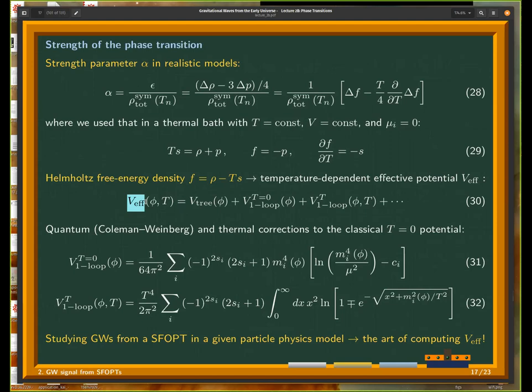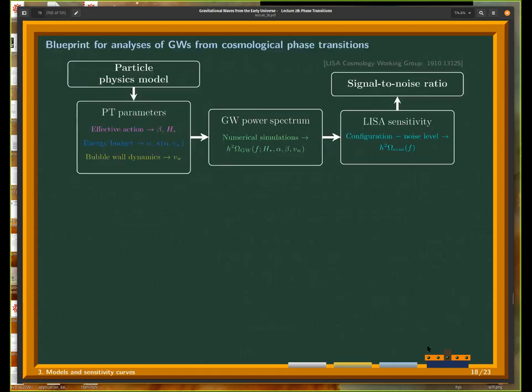And then this effective potential also enters the Euclidean action that I have to calculate when I want to determine the duration of the phase transition. And that gives me beta. But this is really the hard part and where all the work goes into if you consider a specific model. You want to know V effective very precisely, and then the phase transition parameters. And I think this is basically the point where I want to stop in this lecture here.